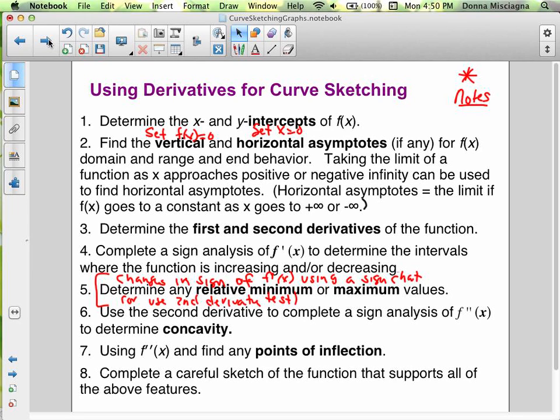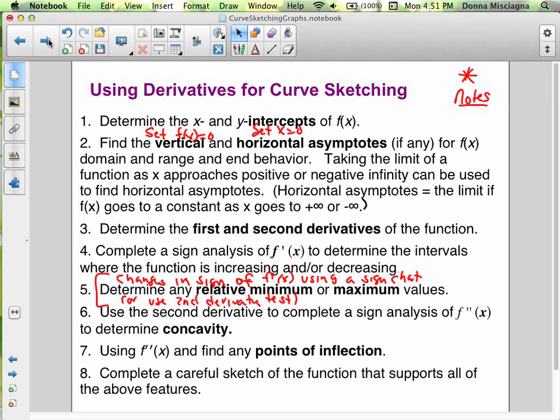All right, so first, determine the x and y intercepts of f of x. To determine the x-intercept, you set your function equal to 0. To determine the y-intercept, you set x equal to 0. Find the vertical and horizontal asymptotes, if there are any. Functions that have vertical asymptotes include rational functions sometimes, and some trig functions, and log functions. Graphs that have horizontal asymptotes include exponential functions, some rational functions, often rational functions.